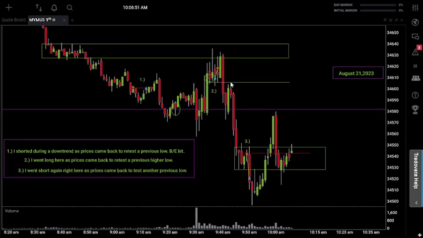So once I saw that, that's when I flipped my bias back over to the short side and I started looking for all of my trades. So I had a potential entry to get in right here as prices came back and retested this wick, but I was more so aiming for prices to come back and retest this body right here, which is okay. You know, in a downtrend, you would prefer to be able to short from higher prices.